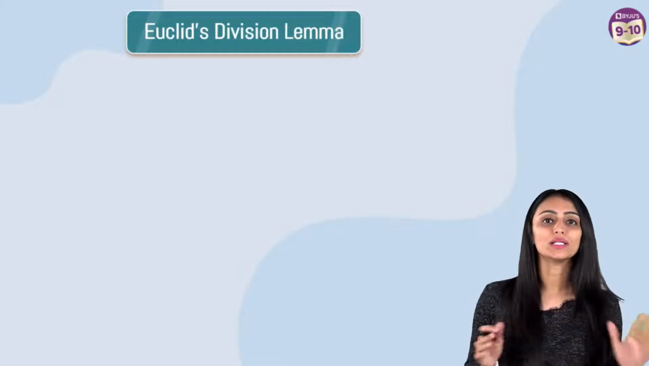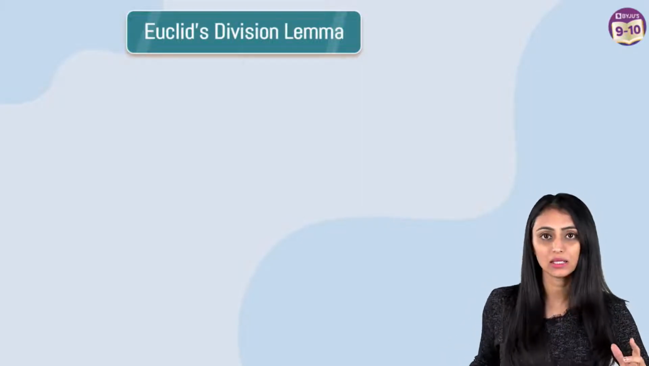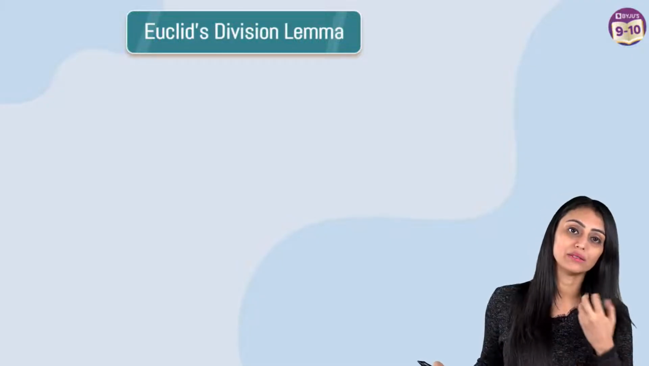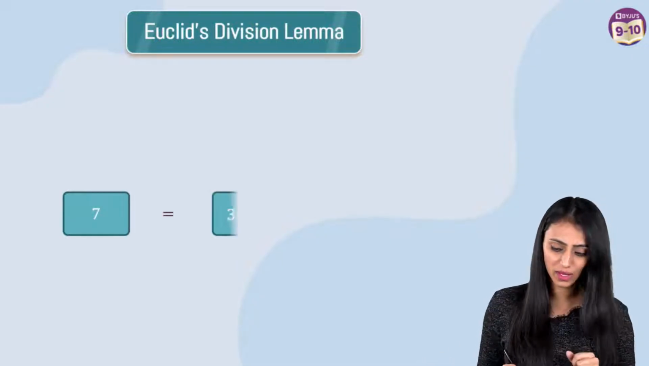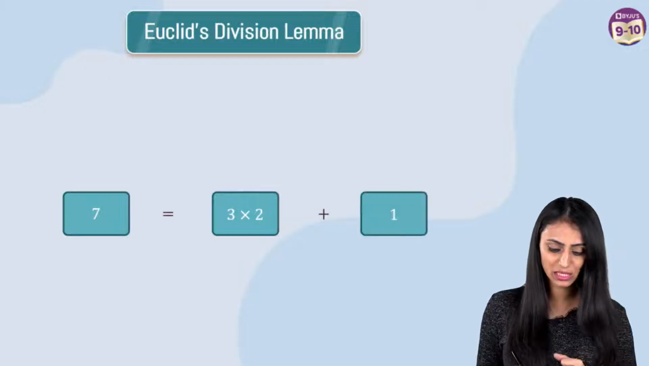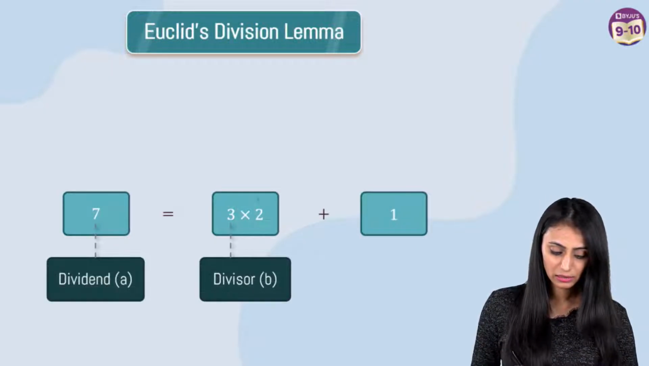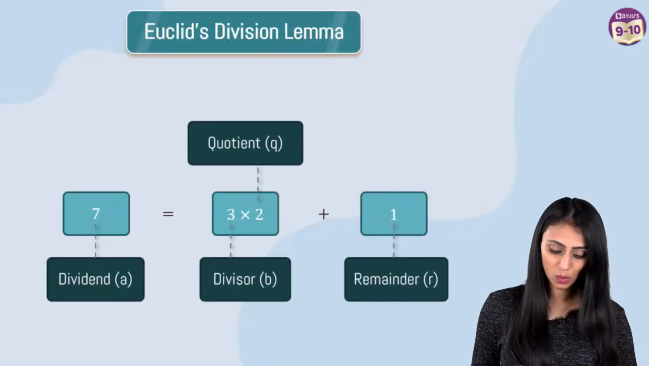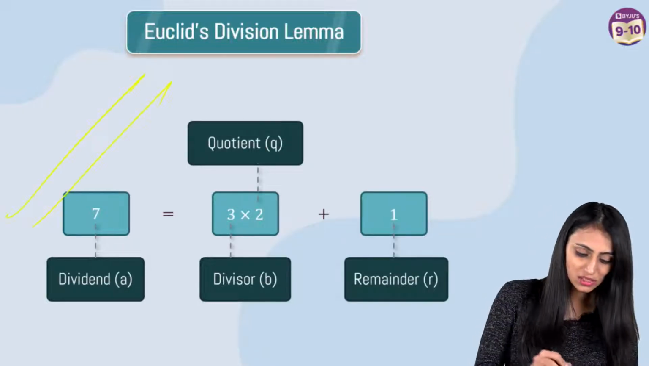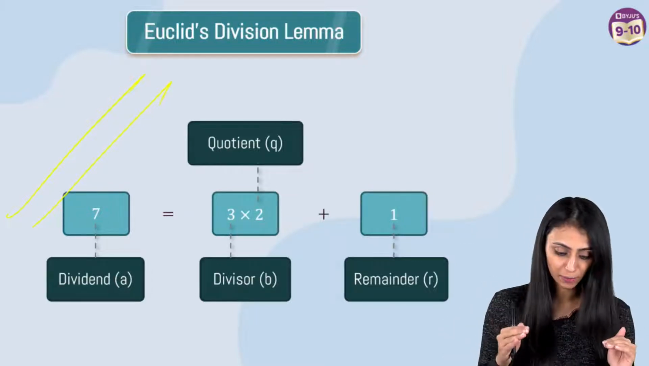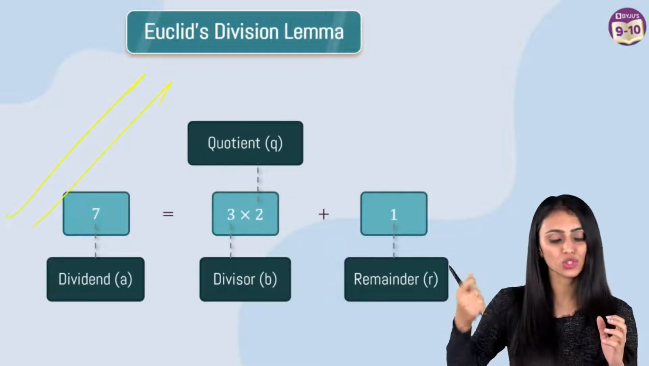What is Euclid's division lemma? It's basically an already proven statement which is applied on different things. Let's take an example: 7 equals 3 times 2 plus 1. What is happening here? 7 is the dividend, 3 is the divisor, 2 is the quotient and 1 is the remainder. This is Euclid's division lemma which we have been learning for the past few years, right? Dividend is equal to divisor into quotient plus remainder.